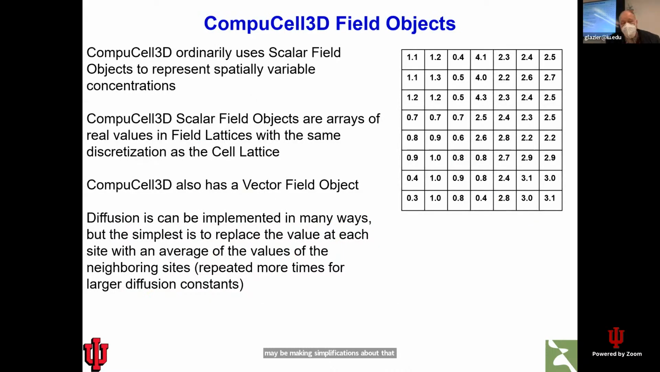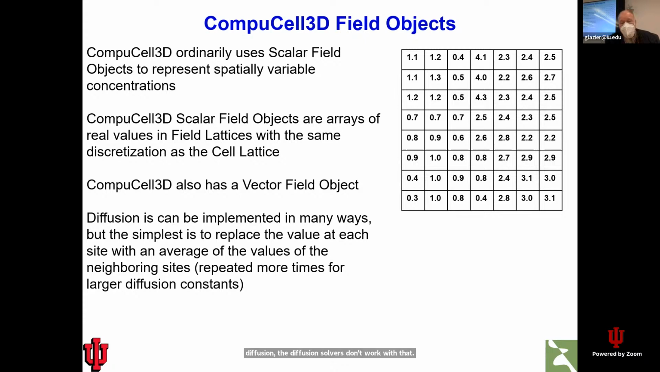Again, the chemical fields in CompuCell are simple arrays of floats. They could be positive or negative values. Nothing very complicated there. CompuCell also has a vector field object where you can have triples of floats if you want to represent orientations. The diffusion solvers don't work with that.